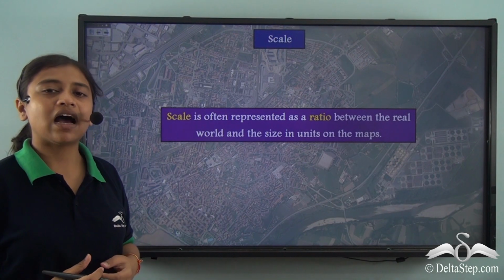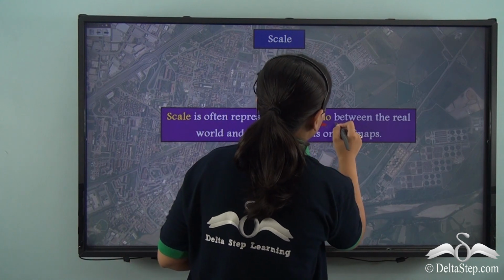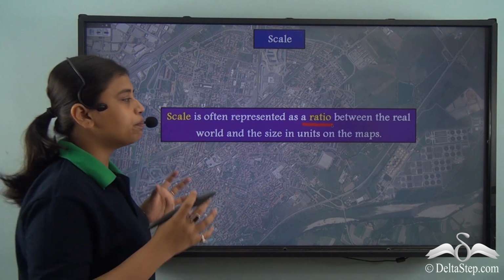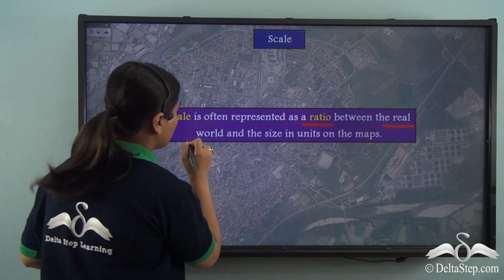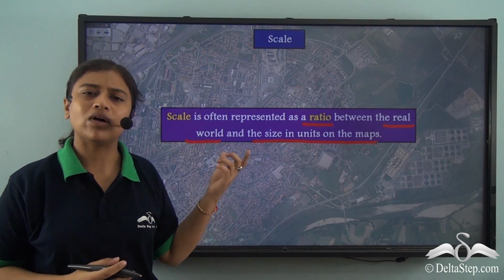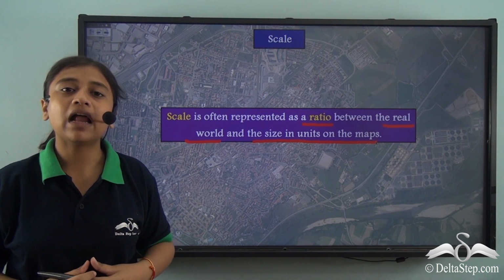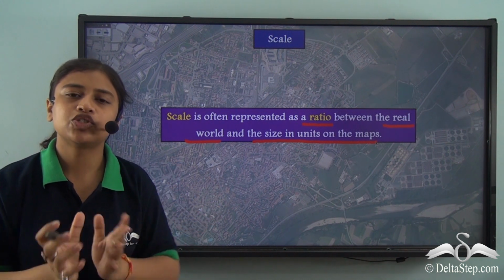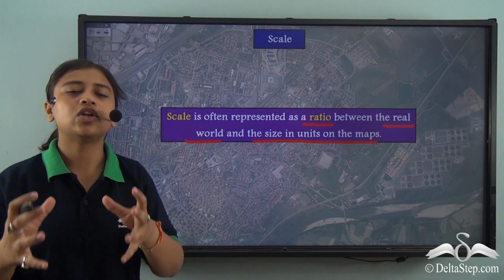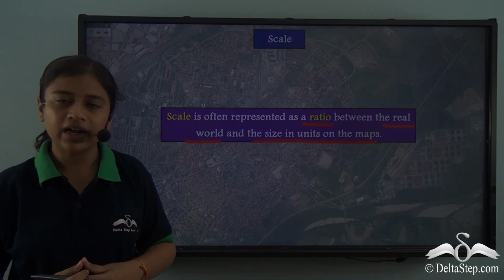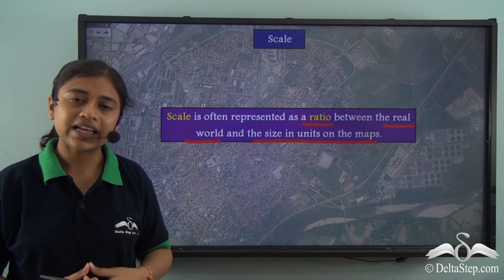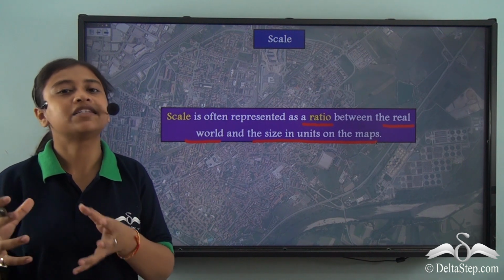Scale helps us represent a ratio. And what is this ratio accounting for? This ratio is between the real world and the size in units on the map. What does this mean? Say, for example, I want to study a particular geographical area of about 100 kilometers square, with a length of 10 kilometers.